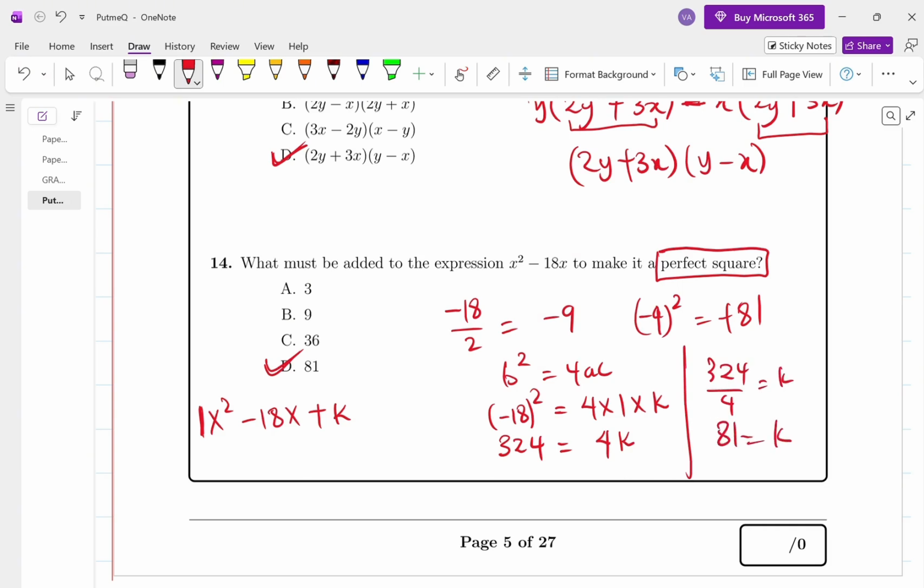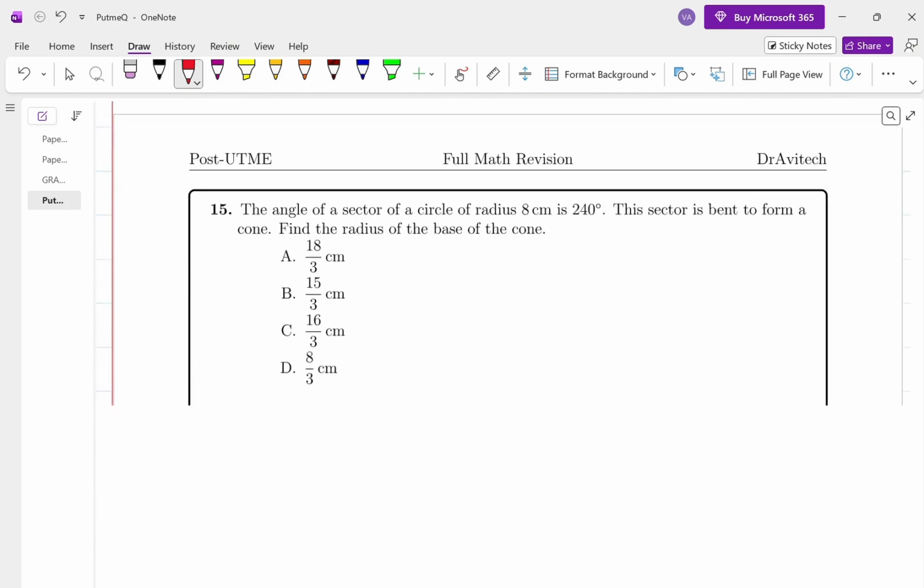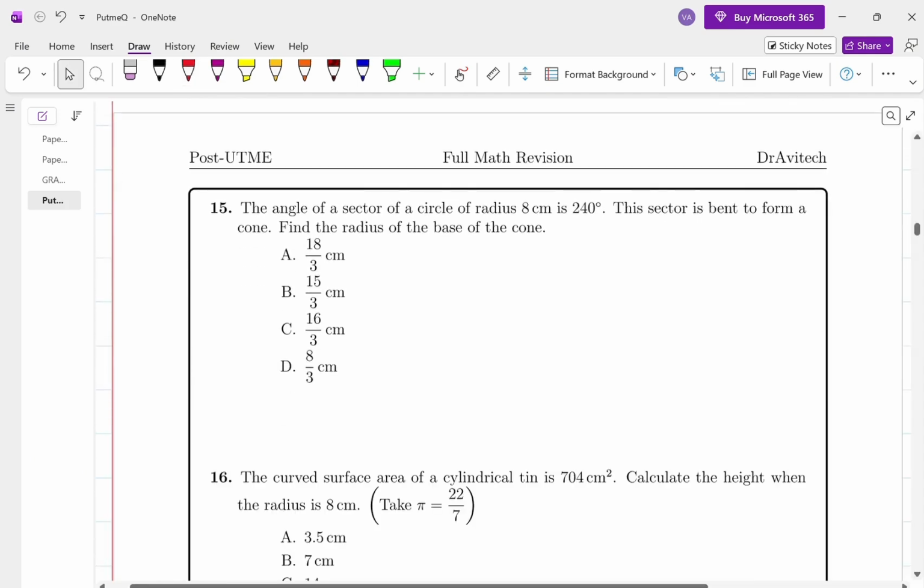So you could see, this is another way to get the answer. So it's still 81, so 81 has to be added. All right, next question. The angle of a sector of a circle of radius 8 cm is 240 degrees. This sector is bent to form a cone. Find the radius of the base of the cone.